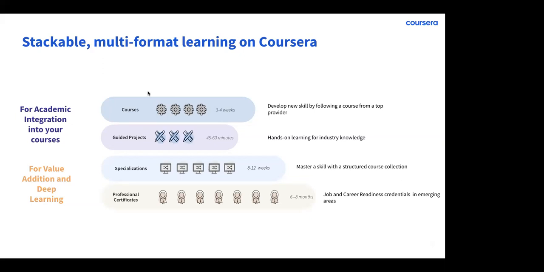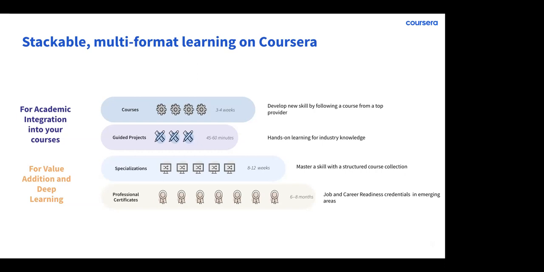So on the Coursera platform, these are the different types of courses, or you can say different types of learning products that we have. The most common product that we have is what we call a course. A course is usually 3 to 4 weeks in duration, and it helps you develop a new skill, and it can be from any of the universities or industries that we talked about earlier.